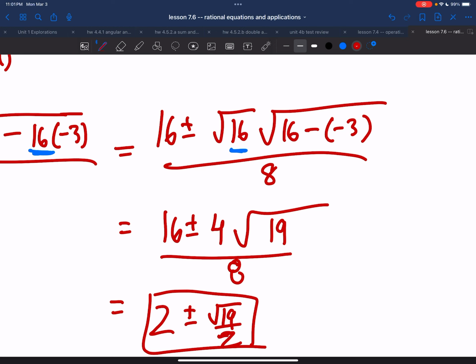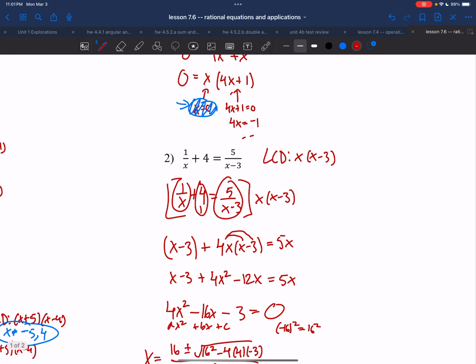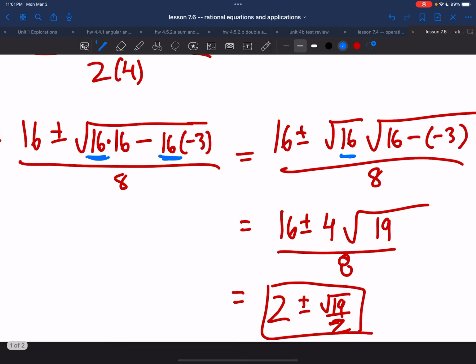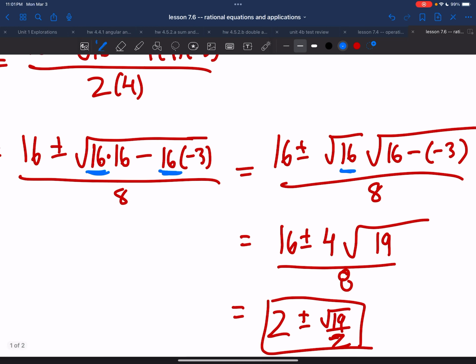Oh, wait. Did I check for extraneous? Did I ever do my variable restrictions? Uh-oh, I didn't. What would make the denominator here 0? Well, if x was 0, or if x was 3. Well, considering the answer I got, I don't think that's 0 or 3. So 2 plus or minus root 19 over 2, I think that's fine. And that's our valid solution.